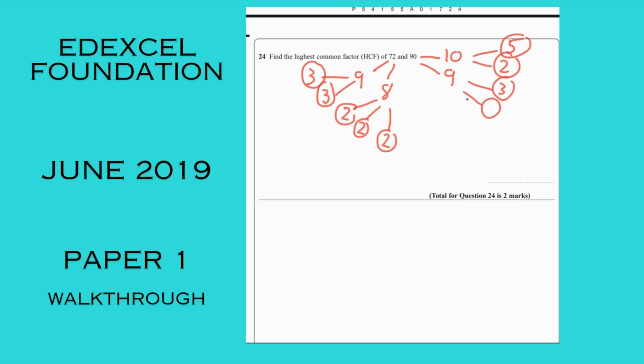Now you could go for the old Venn diagram, but I just prefer to go that's in common. We have a 3. That's in common. We have a 3. There's a 2 in common. We have a 2. And to calculate the highest common factor, we multiply common prime factors. So we get the correct answer of 18.